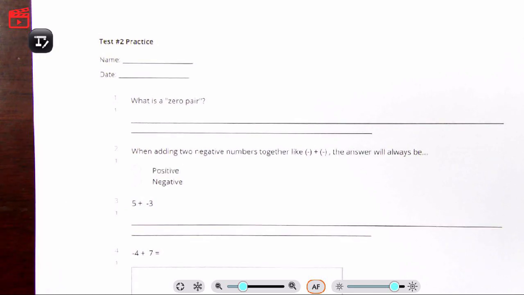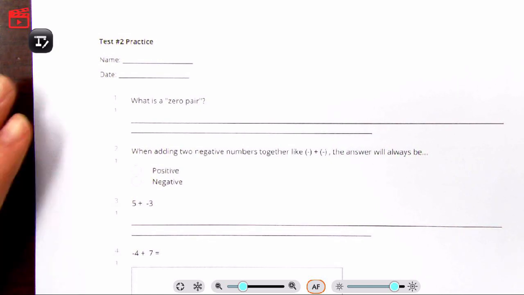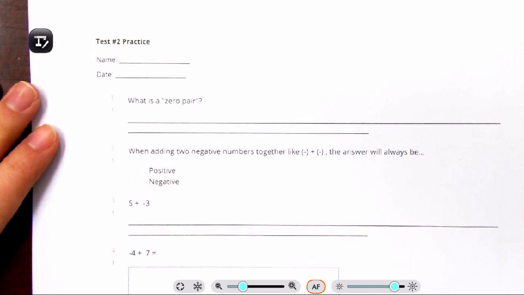As always, I am human. If I make a mistake, please let me know where the mistake occurs so that way I may learn from it. Question number 1 says, what is a zero pair? A zero pair is, you can say different things. Now, I am okay if you simplify your answers.